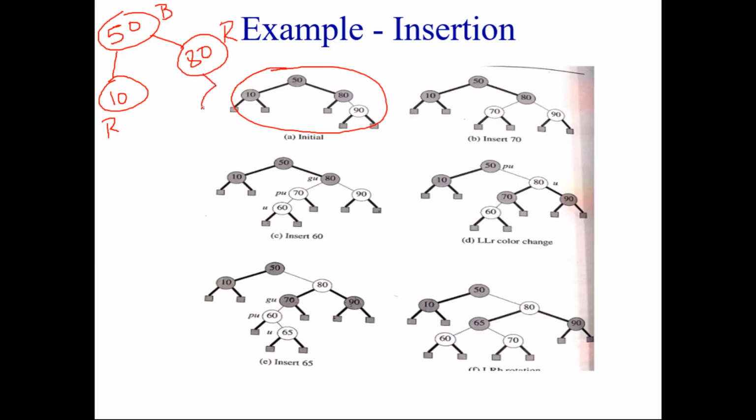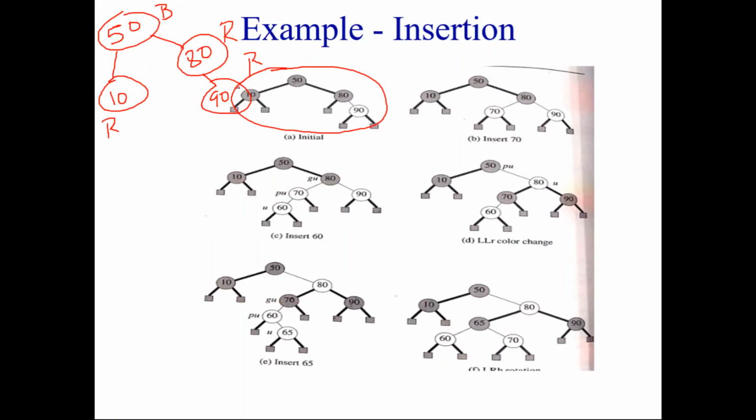When you add 90, 90 will come here, and 90 becomes red in color. Now there is an imbalance. 90's parent is also red in color. So now what should be checked? Parent's sibling. Parent's sibling is 10. What is the color? It is also red. If it is red, then what should you do? You should go for recoloring.